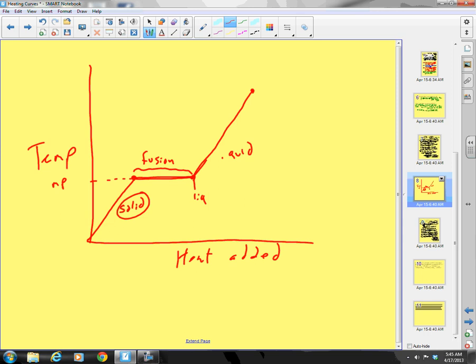And at this point, I start transforming from a liquid to a gas, right? And what do we call that point at which a liquid starts becoming a gas? We call that the boiling point. And what is the process called? We call this vaporization. Vaporization, right? And once again, like fusion, it is a phase change.